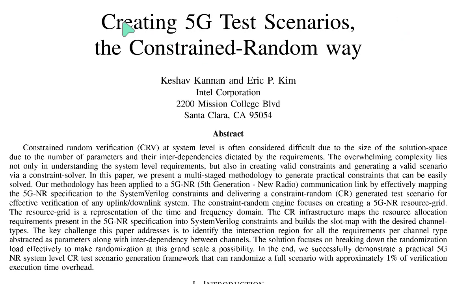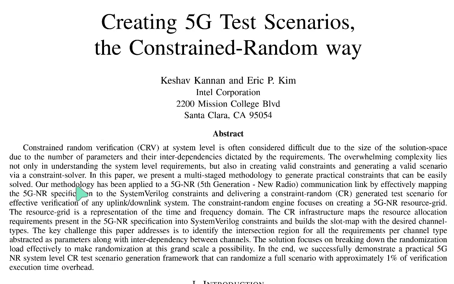Creating 5G test scenarios the constraint-random way. Constraint-random verification (CRV) at the system level is often considered difficult due to the size of the solution space, due to the number of parameters and their interdependencies dictated by the requirements. The overwhelming complexity lies not only in understanding the system-level requirements, but also in creating a valid constraint, generating a valid scenario via a constraint resolver. In this paper, we present a multi-stage methodology to generate a practical constraint that can be easily solved.